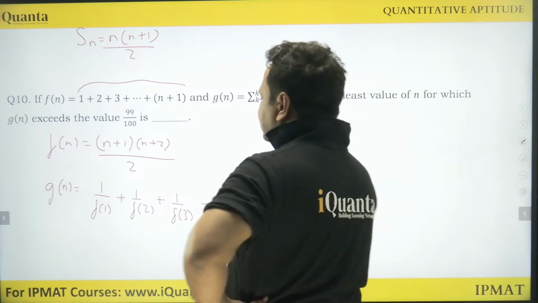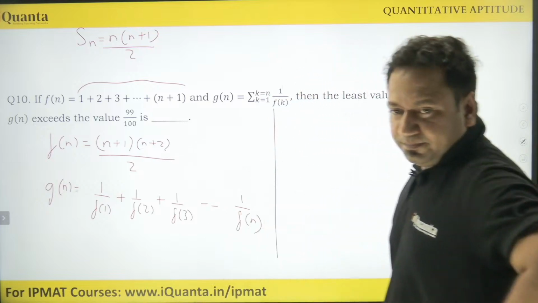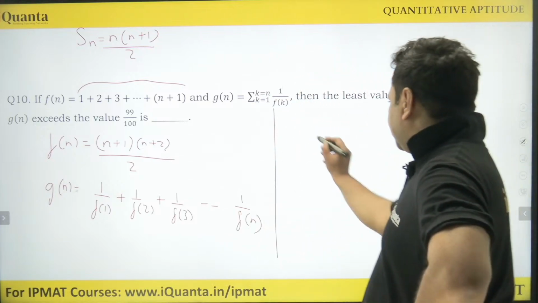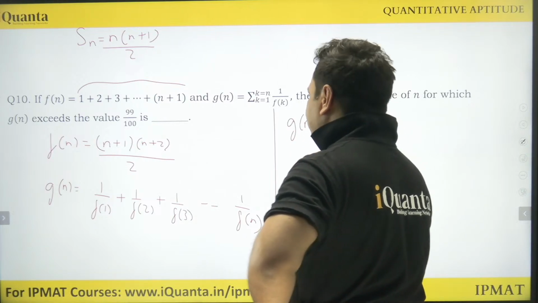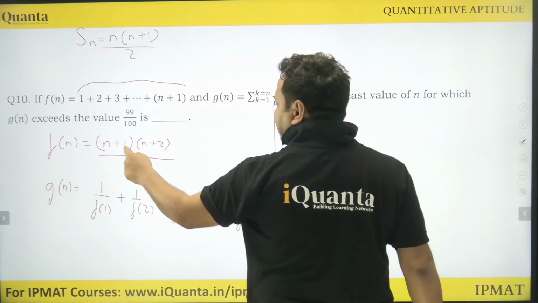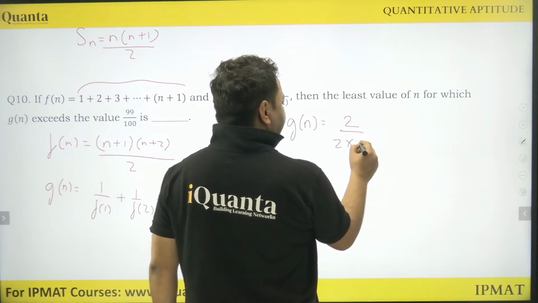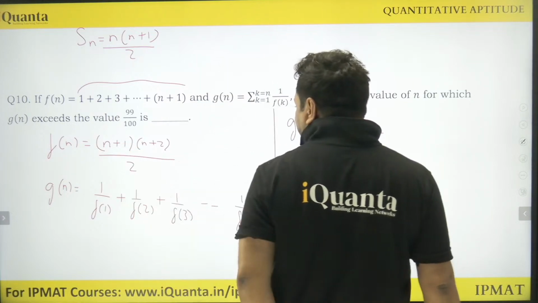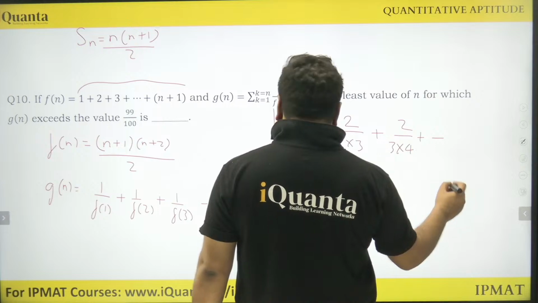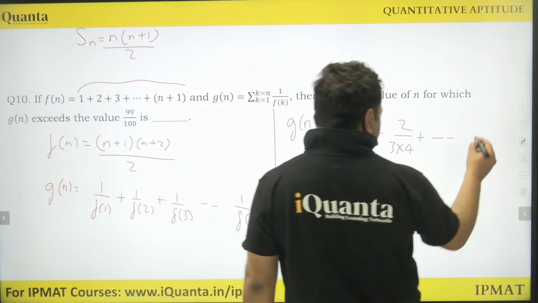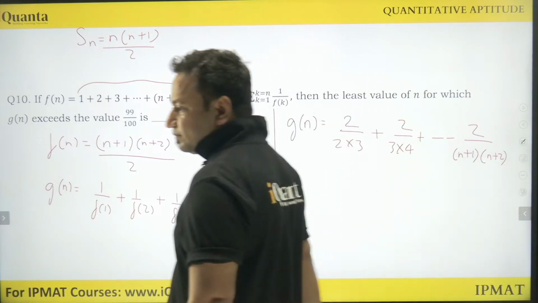I'll just try to put the values. What will be the value of f1 if I put 1 over here? 2 into 3 upon 2. So Gn will be equal to how much? This is 2 into 3 by 2, inverse of it, 2 upon 2 into 3. Plus, now if I put 2 over here, I'll get 3 into 4, so 2 upon 3 into 4. I'll keep on getting it. In the end, if I put n over here, I'll get 2 upon n plus 1 multiplied by n plus 2. Cool.